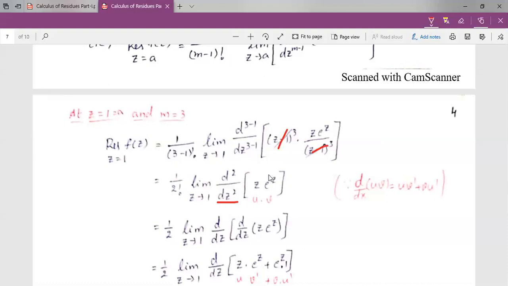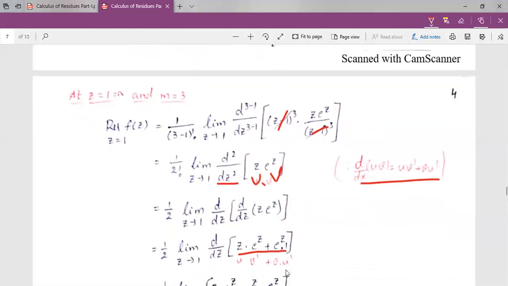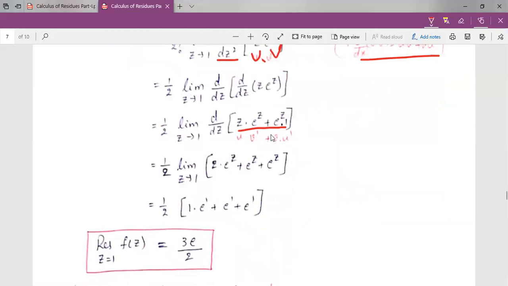So observe here we have a product of two functions. So we use the uv formula, and we know that the differentiation of uv is uv dash plus v u dash. So we use that formula here. We get z into e power z plus e power z. So that is uv dash plus v u dash. So this is the one-time differentiation of the function z into e power z.